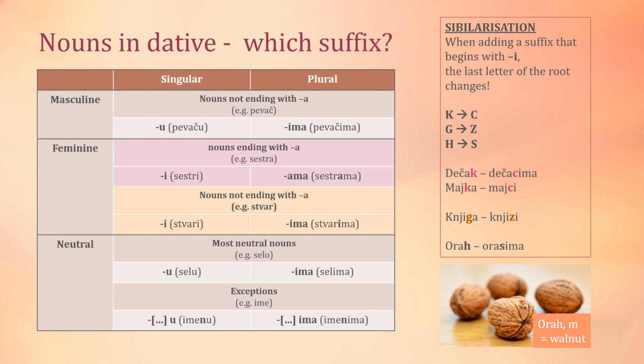KGH u CZS. We've already seen this when making plural of some nouns, like dečak, that's boy, and plural it becomes dečaci. So in dative, two boys is dečacima, not dečakima. But it happens also in singular. Take, for example, majka, mother. To mother is majci, not majki. Now there's knjiga, so the end of the root of the noun is g, and it turns into z when you add the I to make a dative. So knjiga, knjizi. Orah, that's a nut, a walnut, turns into orasi in plural, and orasima, plural dative. Orah, orasima.